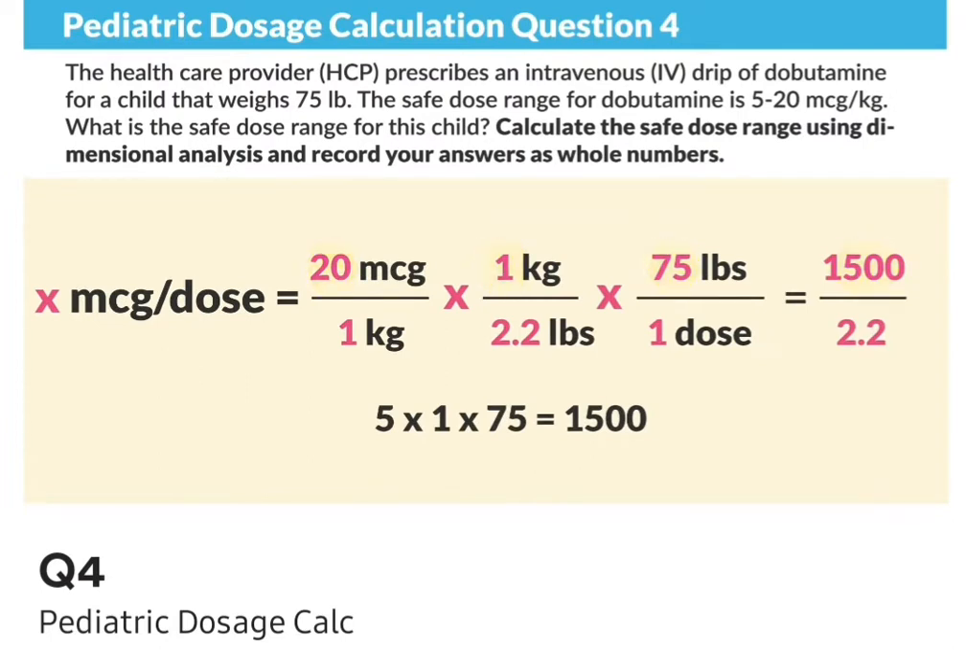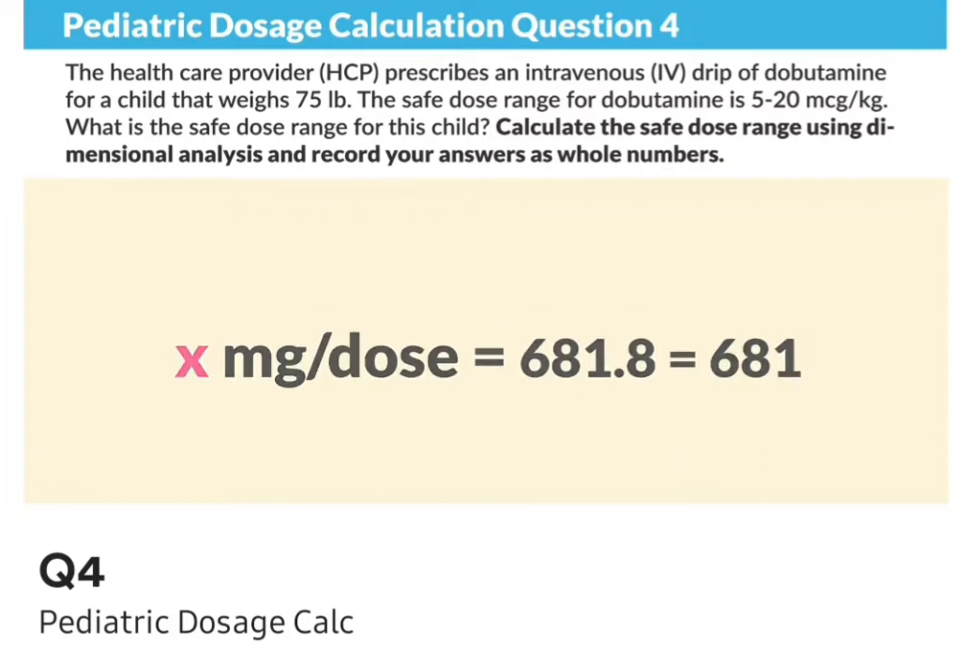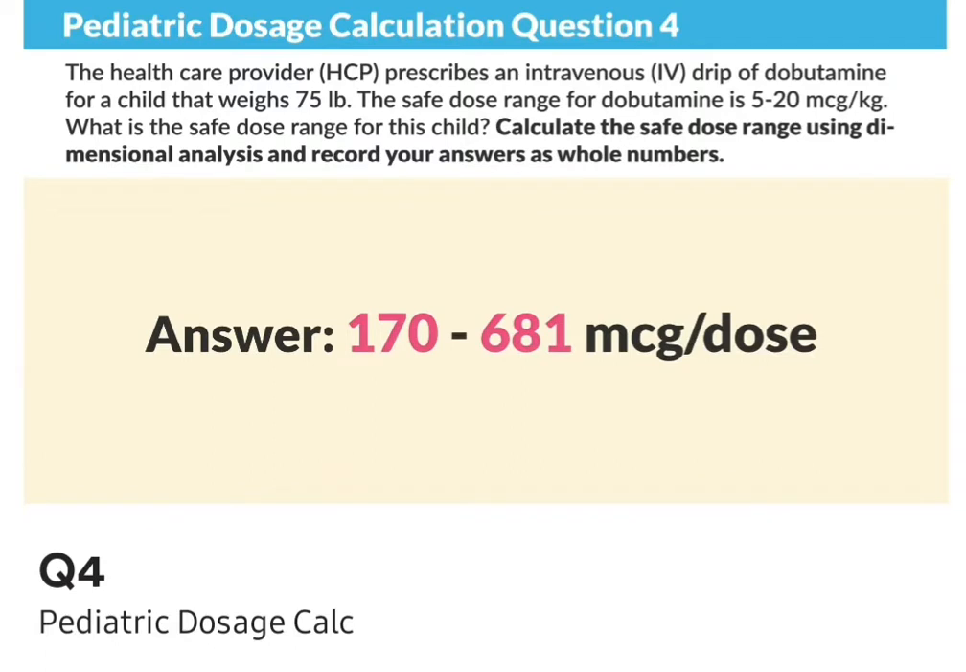So we get 1,500 over 2.2, and we get a grand total of 681.8. So we're rounding down here to 681. So the correct answer is 170 to 681 micrograms per dose.